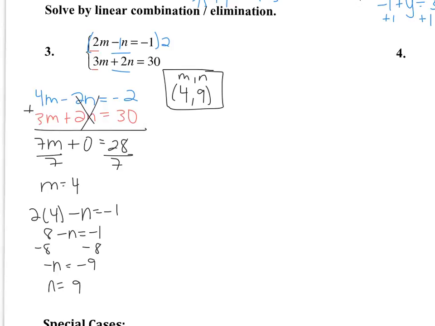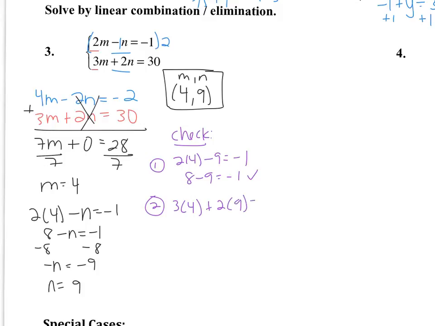Now, like before, I want you to check your answer. It's easy to check your answer, so do it. Okay, so 2 times 4 minus 9 equals negative 1. Well, this is 8 minus 9 equals negative 1, so my first equation works. Looking at my second equation, 3 times 4 plus 2 times 9 equals 30. So this gives me 12 plus 18 equals 30, which also checks out. So you always need to go back and check your answer. Again, if you substitute the point and it doesn't work in one of the equations, at least, it means you did something wrong.